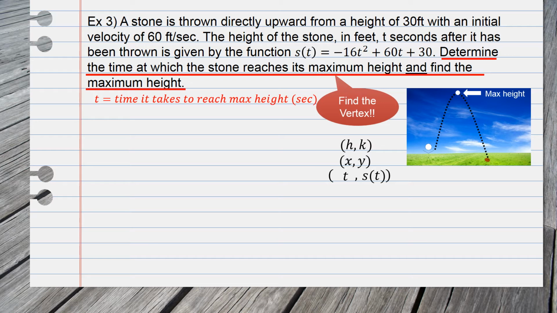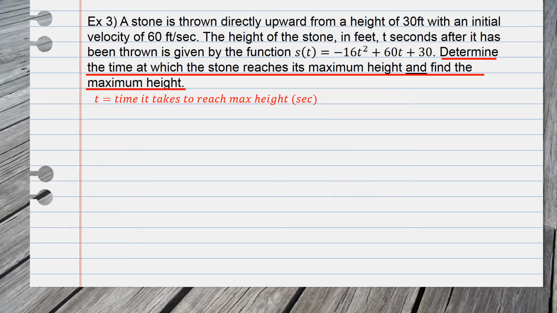T stands for time, s of t stands for height. So we are looking for the time and height. Time would be your h or x value. Height would be your k or y value. Now we know we are looking for the time of max height, and we're looking for the max height. So we haven't completed this problem until we have found both of those values. Again, the phrase maximum means we're looking for the vertex.